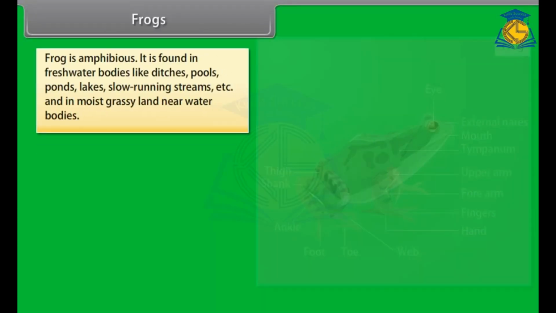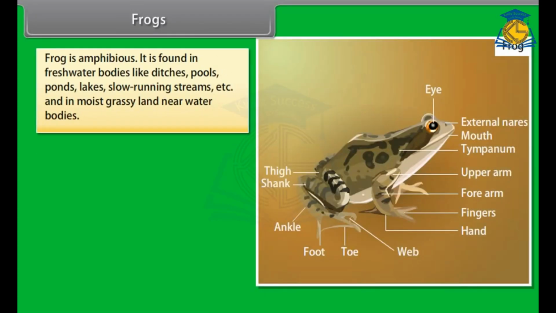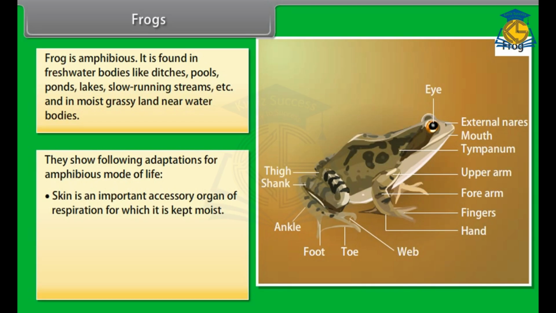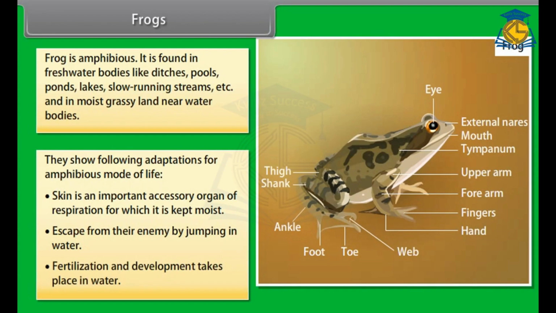Frogs. The frog is amphibious. It is found in freshwater bodies like ditches, pools, ponds, lakes, slow-running streams, etc., and in moist grassy land near water bodies. They show the following adaptations for an amphibious mode of life. Skin is an important accessory organ of respiration, for which it is kept moist. They escape from their enemies by jumping in water. Fertilization and development take place in water.